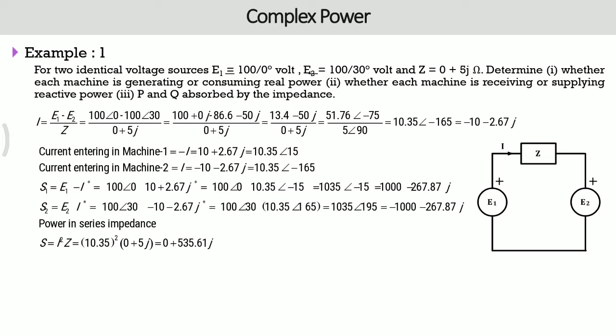Now, current entering machine 2. What is the current entering machine 2? It is the same as I, because current I goes from E1 to E2, and we want the current entering machine 2, so it is I. As it is, put the value of I. So we get these two answers: current entering machine 1 and machine 2.